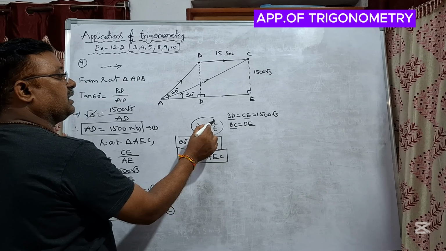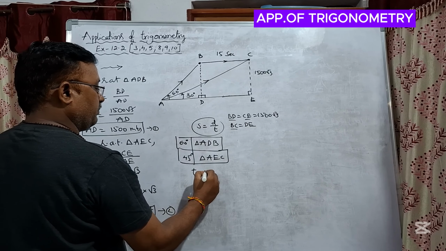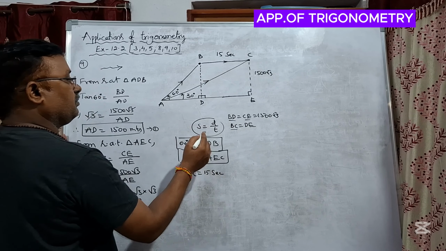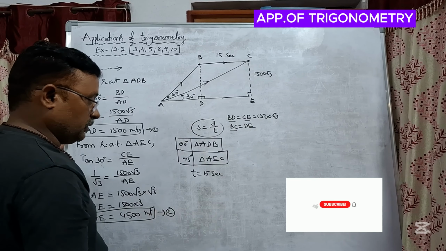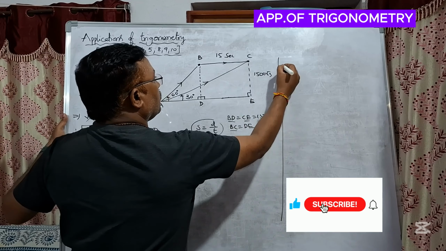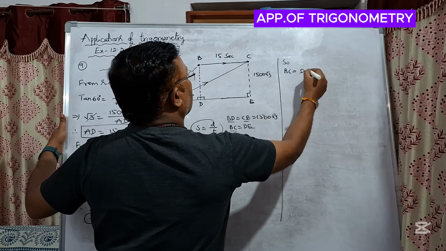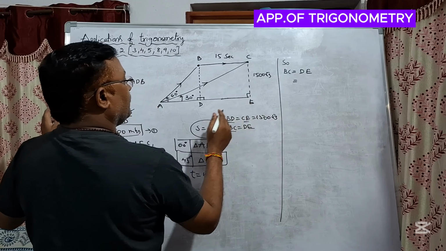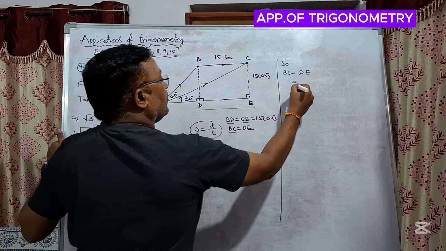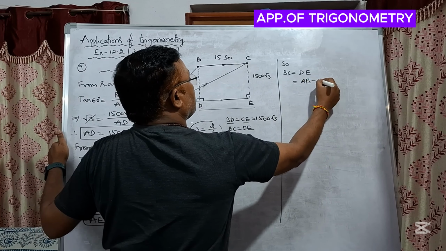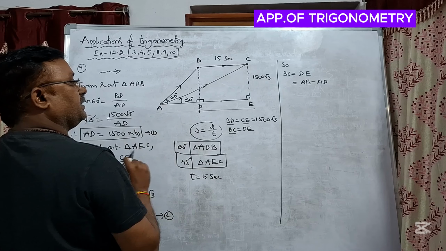That is the distance traveled by the jet in the given time. The given time t is equal to 15 seconds we have. Now we want to find out the traveling distance BC. That is nothing but DE. So BC is equal to DE distance. DE will come from AE minus AD.